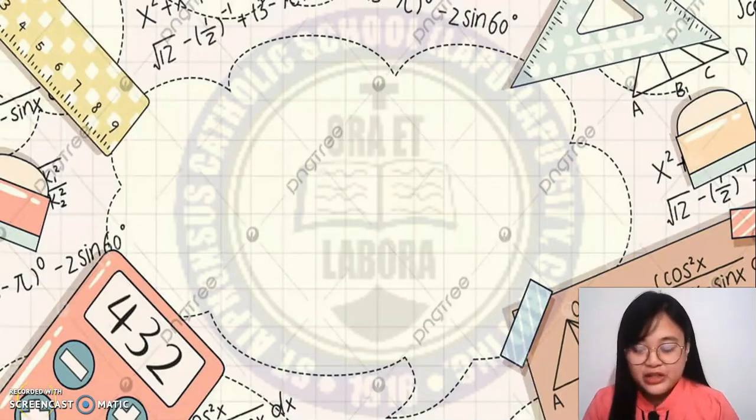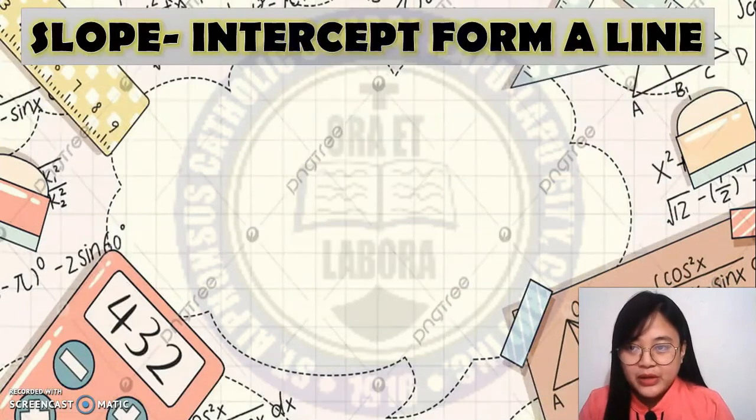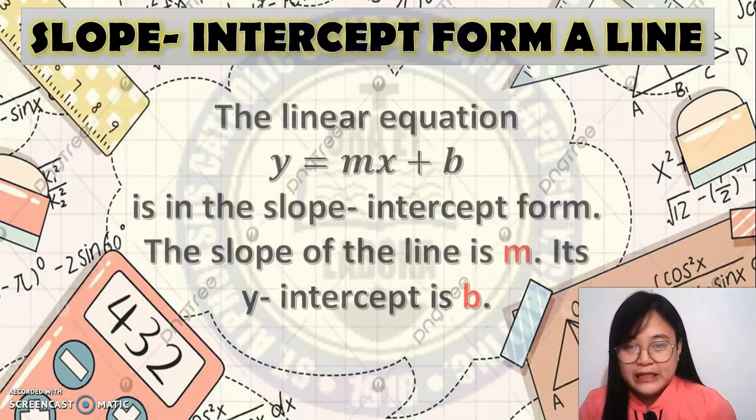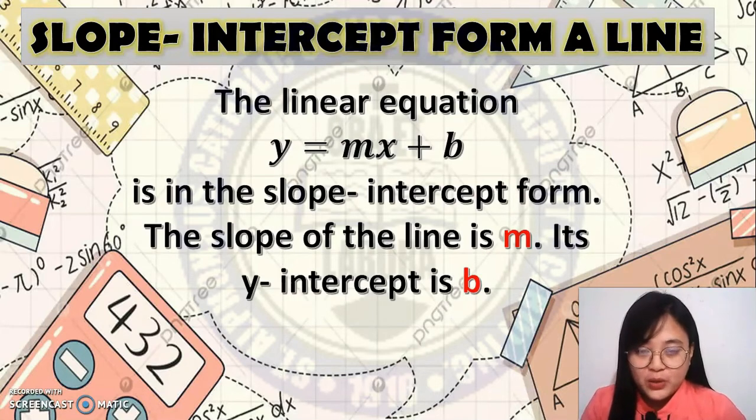Now let us proceed to the next method of graphing linear equations, which is graphing linear equations using the slope-intercept method. The slope-intercept form of a line is in this form. The linear equation y = mx + b is in the slope-intercept form. The slope of the line is represented by the letter m and its y-intercept is represented by the variable b.